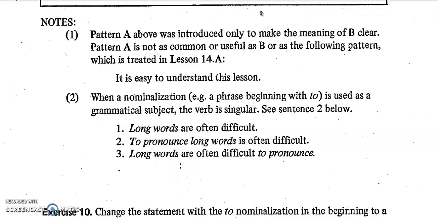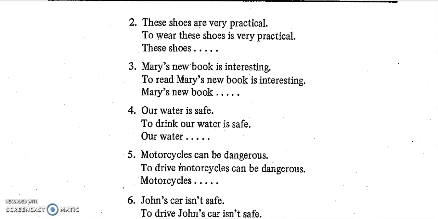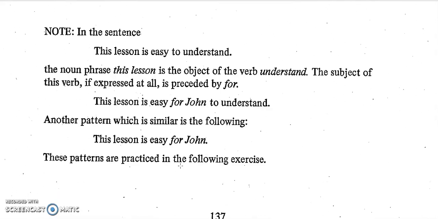Okay, and then still one note under here. In the sentence, this lesson is easy to understand, the noun phrase this lesson is the object of the verb understand. The subject of this verb, if expressed at all, is preceded by for. For example, this lesson is easy for John to understand. So this lesson is the object of to understand, but the subject of is easy.